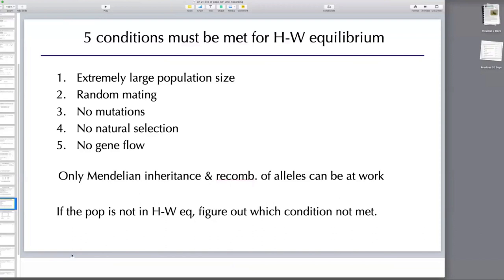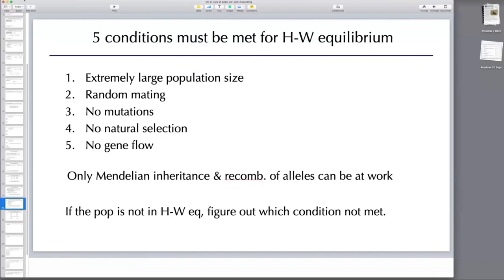That's the mutation part. And then no gene flow, because if you have either organisms or gametes, let's say pollen, sperm, eggs, or spores, any of those traveling into or out of the population change the frequencies automatically, because they literally bring new gene combos or their own versions of the genes, and that changes how common they are. So that's the general idea of Hardy-Weinberg.